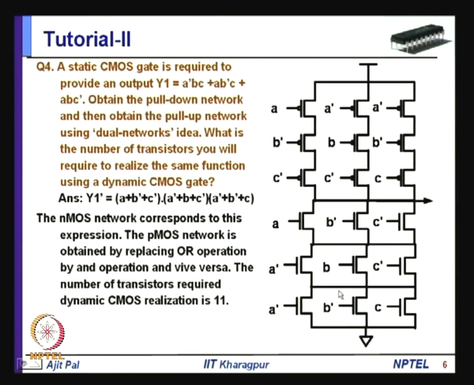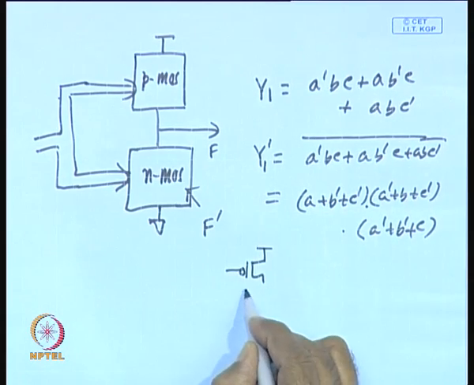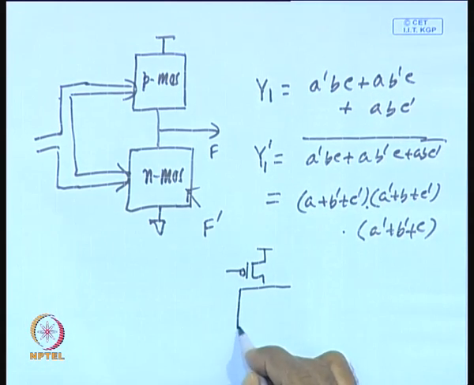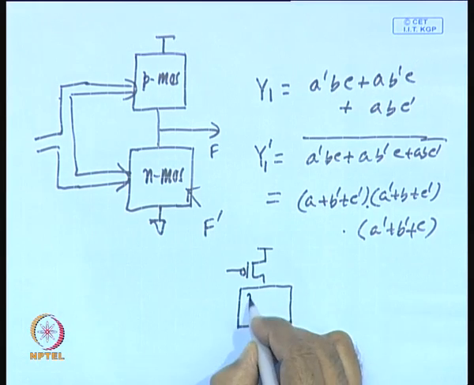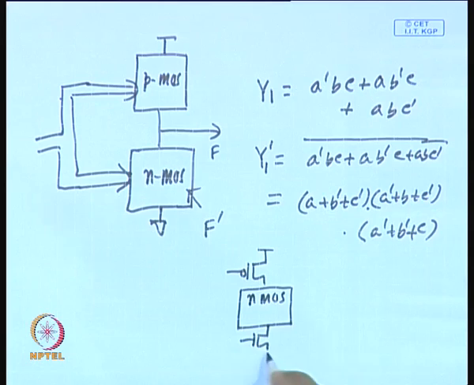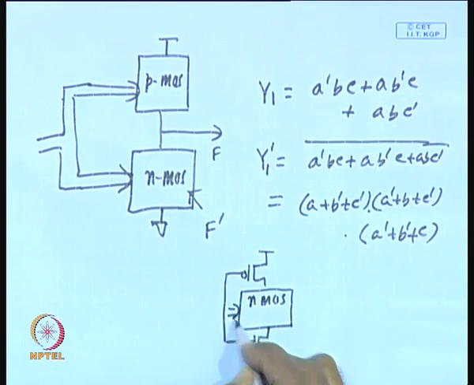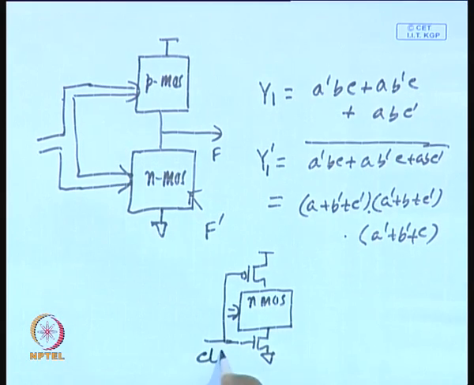Now, whenever you go for realizing dynamic CMOS, the network will be somewhat similar to this. You will have a PMOS transistor, then an NMOS network, and there will be another NMOS transistor connected to ground, and here will be your primary inputs, and you will apply the clock here.